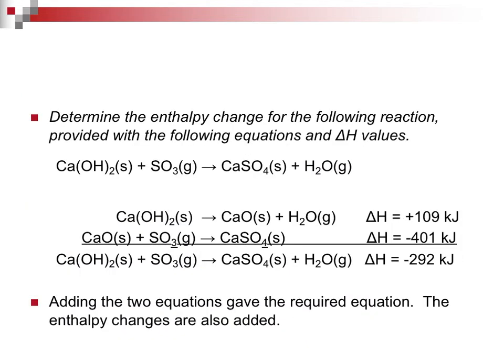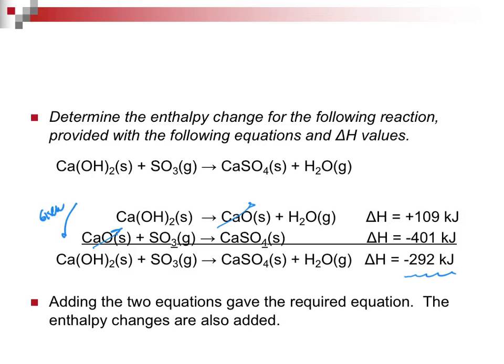Here's another example. It says determine the enthalpy change for the reaction of calcium hydroxide with sulfur trioxide to form calcium sulfate and water. Again, you would be given both the equations and the delta H values. What you have to do is look at it and decide what to do. Well, it's another easy one. Away go the calcium oxides, and we have the balanced equation. Adding the two equations gave that required equation, and the enthalpy changes have also been added.